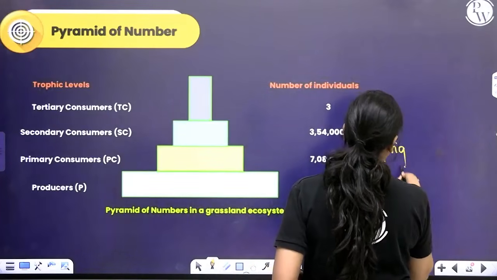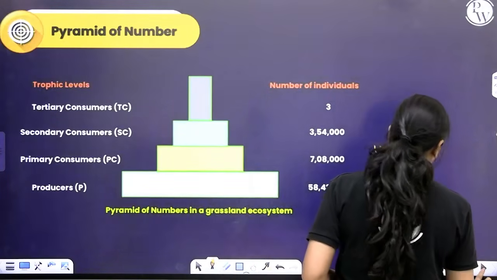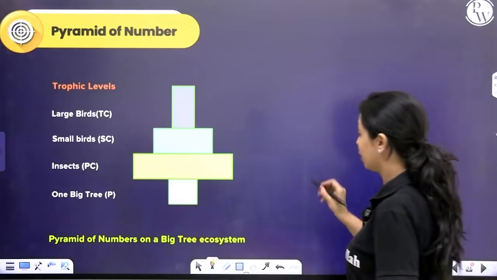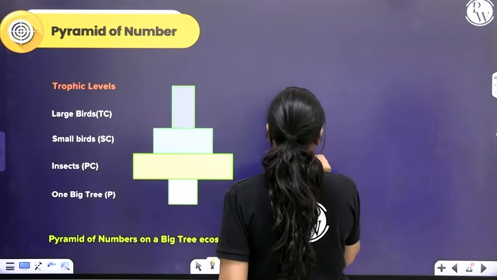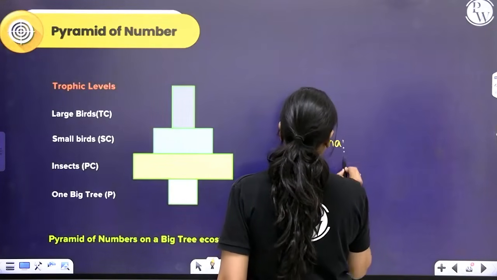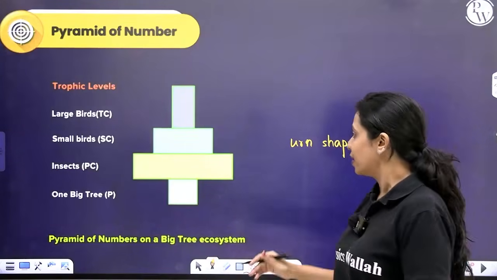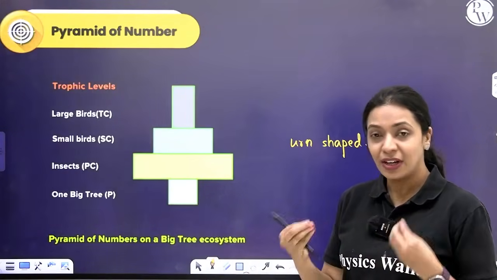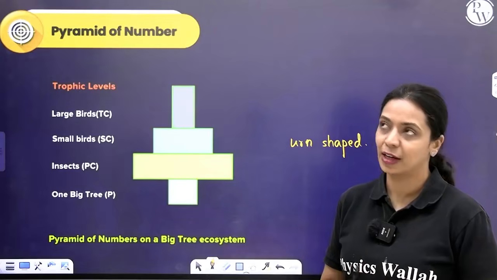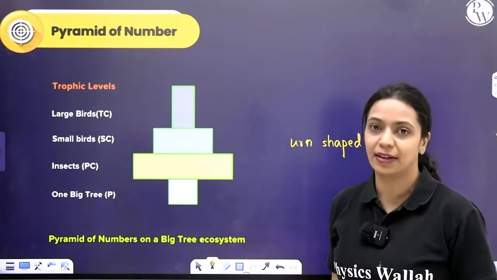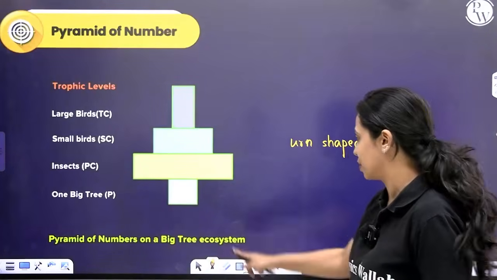Generally, pyramids of numbers are going to be upright, but there are some cases where they could be urn-shaped also. For example, I told you in the beginning that an ecosystem doesn't necessarily have to have a specific size. Alright? Even a tree itself can be considered as an ecosystem. If you consider a huge tree itself as an ecosystem, there's only one producer, right?